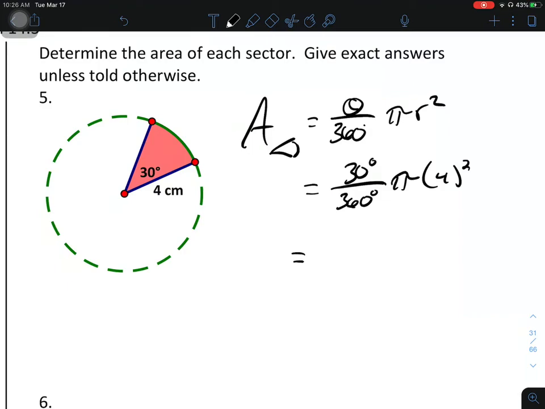30 degrees divided by 360 degrees, well, that reduces quite a bit. Simply, we can divide by 10 degrees on top and bottom and get 3 over 36. And then we can reduce that to 1/12, and then that's going to be times 16 pi. And then we can do some more cross-canceling here. 4 goes into 12 3 times and goes into 16 4 times. So that's 4/3 of pi. The units here are square centimeters.